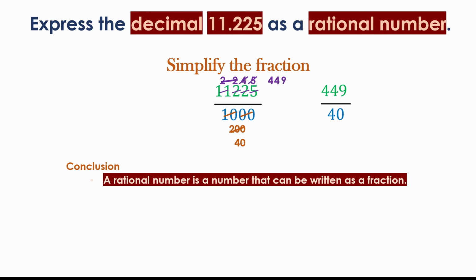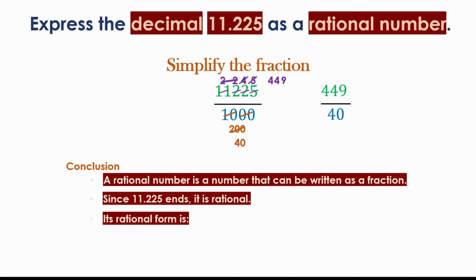So in conclusion, any rational number is a number that can be written as a fraction. So 449 over 40 is a fraction, and it is a rational number. And since 11.225 ends, we can consider it a rational number. If it continues, I mean it doesn't end, then we cannot say that it's a rational number. Its rational form would be 449 over 40. So this would be our answer, which is 449 over 40.